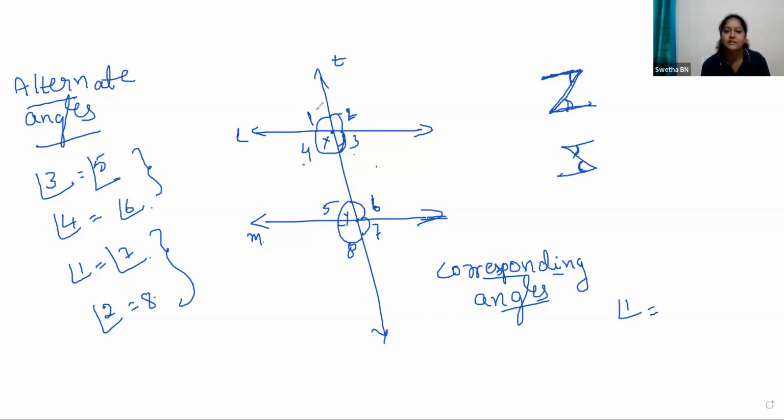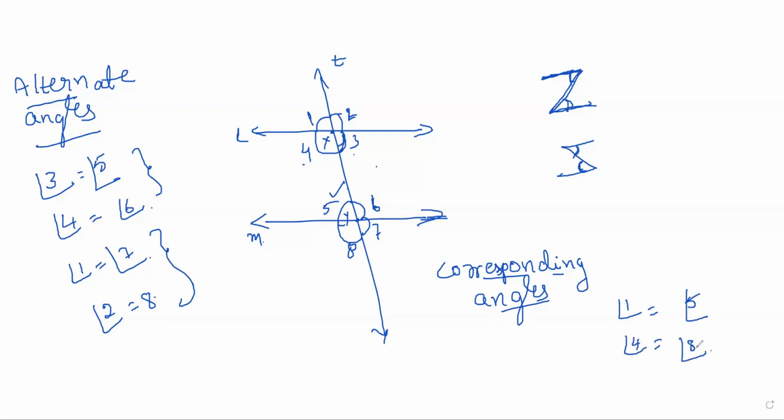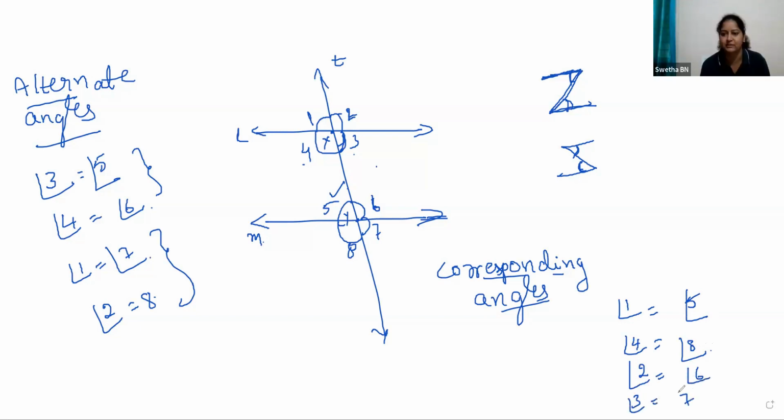So 1 and 5. If you see the angles, one is an acute angle and the other is an obtuse angle here, right, children? See, 1 is acute and 4 is obtuse. 5 is acute, 8 is obtuse. So 1 is an acute angle. Which is the acute angle here? 5. So 1 is equal to 5. Which is another pair? 4 is equal to 8. Very good. 2 is equal to 6. Very good. 3 is equal to 7. These are called corresponding angles, children.